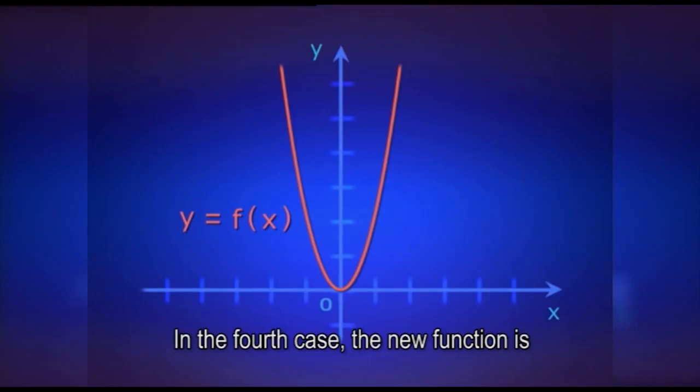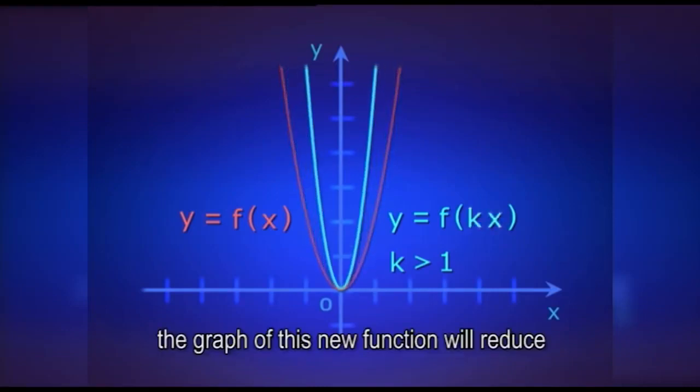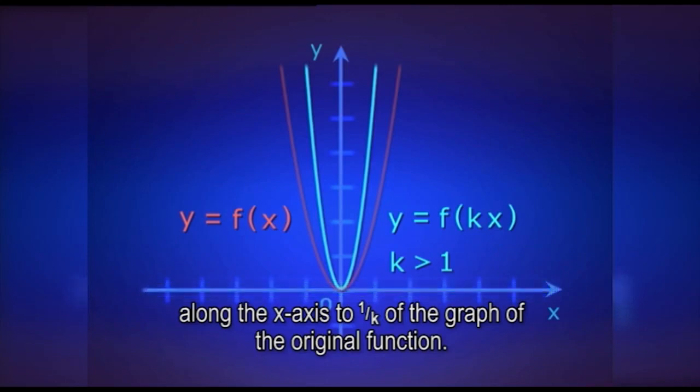In the fourth case, the original function of x becomes the function of k times x, while k is greater than 1, that is, the independent variable times k. The graph of this new function will reduce along the x-axis to 1 over k of the graph of the original function.